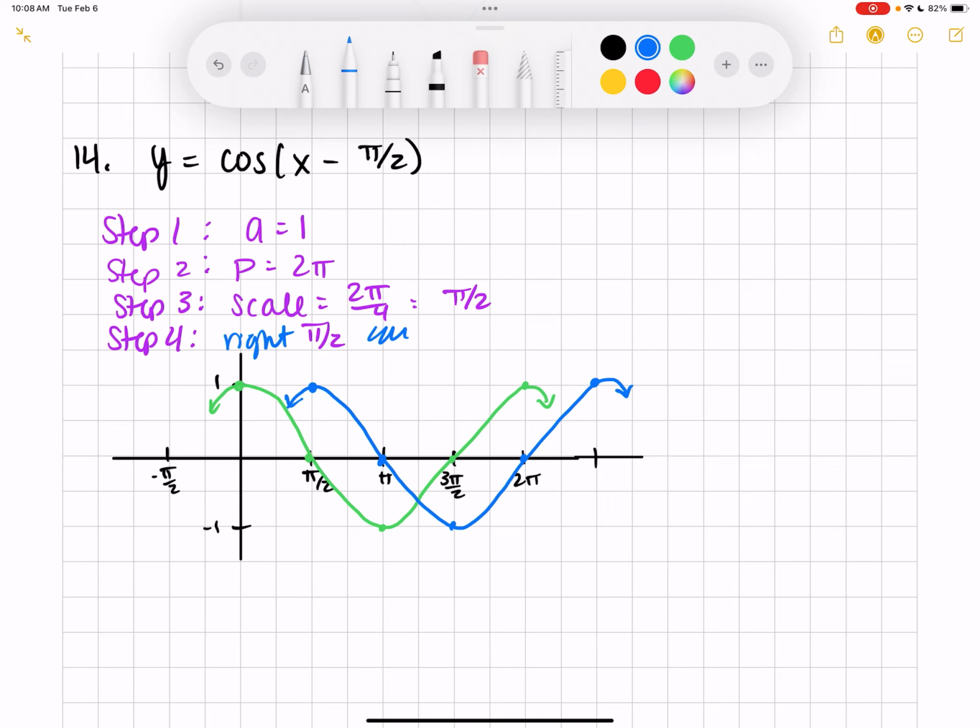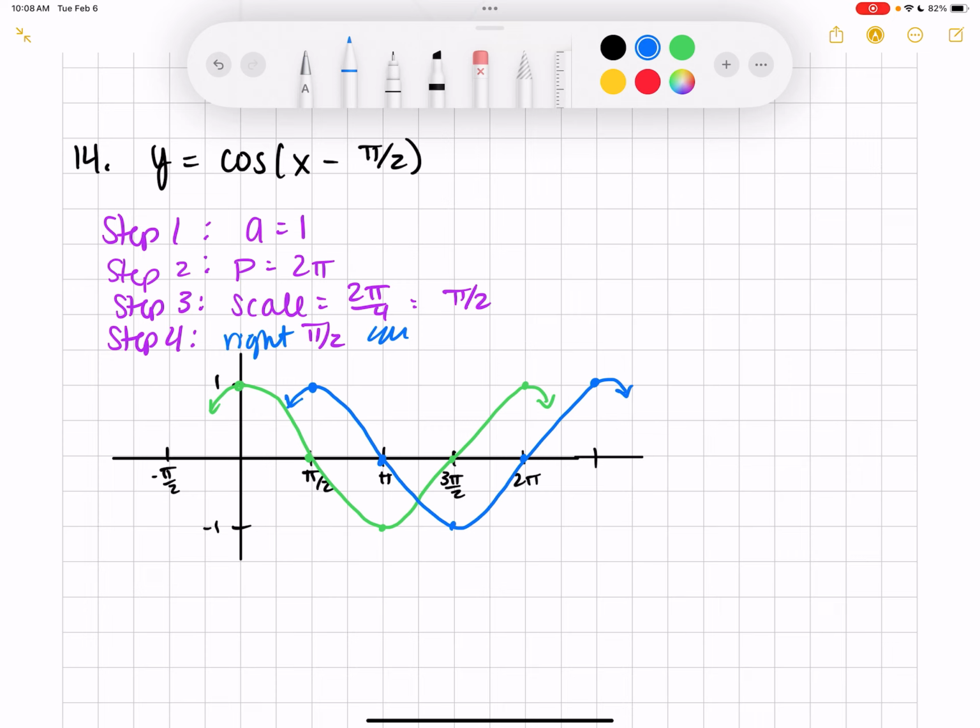So what's the point after 2 pi? It would just be continuing, so it would be 5 pi over 2. Right, because B is 1. All right, any questions on that one?